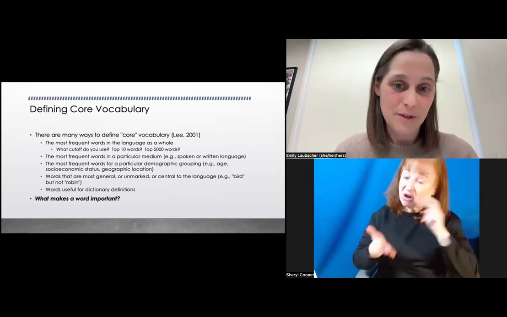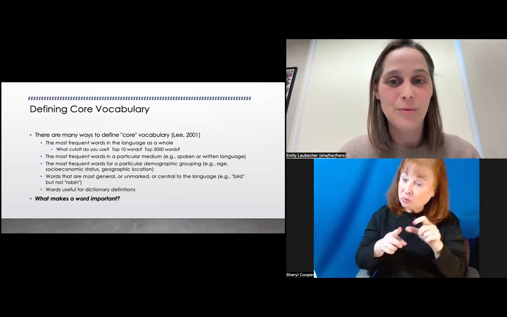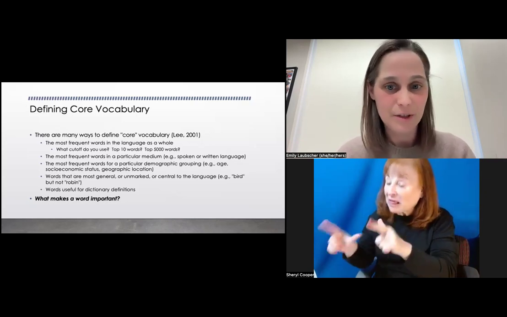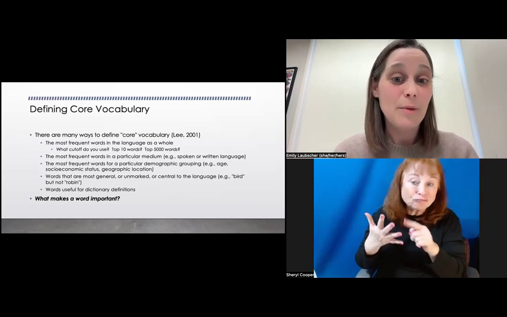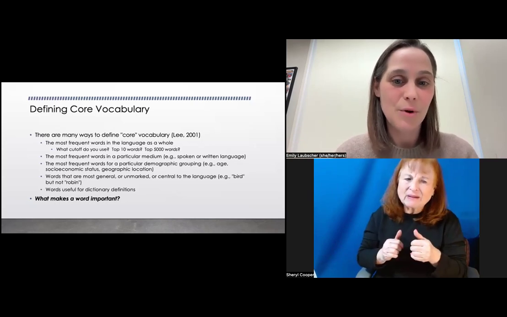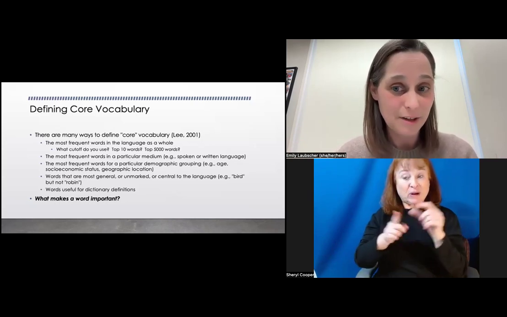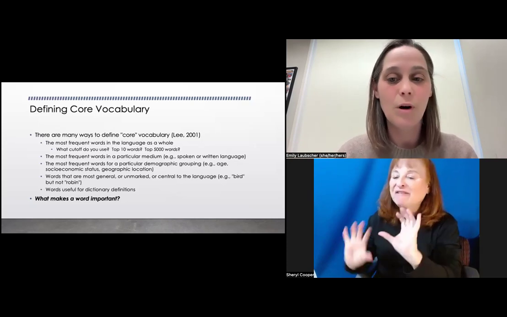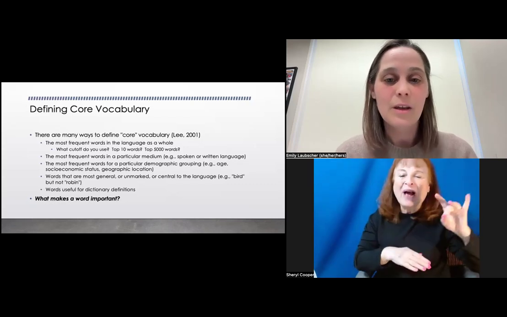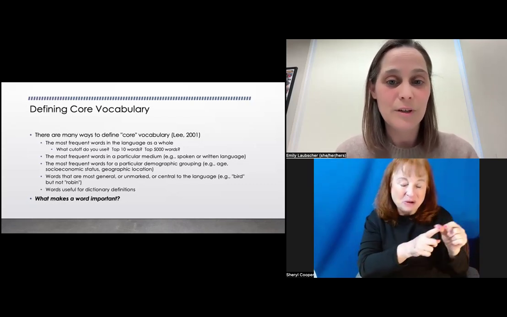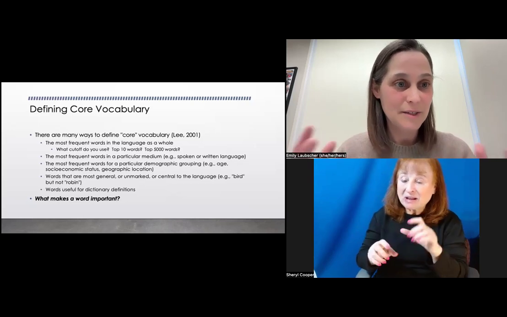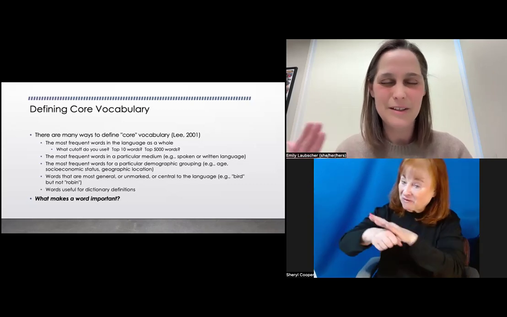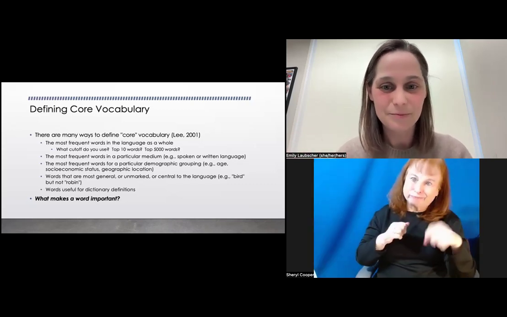So researchers have also defined core words as the most frequent words in a particular medium, so in spoken language or in written language. Some have defined core words as the most frequent words for a particular demographic grouping. So you can look at the most frequent words used by 5-year-olds or by people over the age of 80. You can look at the most frequent words in a particular socioeconomic status or group, in a particular geographic location. And you can quickly see how this could go on and on.